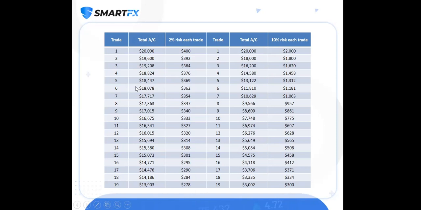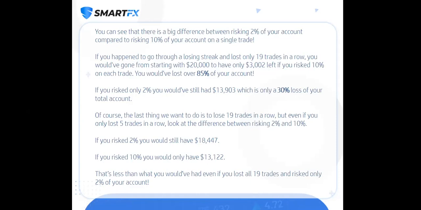As they entered the market, over the 19 trades, at the end they made losses and losses and losses. But you see the difference. The person who took 2% risk ended up losing a minimal amount, and the person who took 10% risk ended up losing a maximum amount. Here, the balance of the account still remains $13,903, and here the balance of the account is just $3,000. So you can see a big difference here.